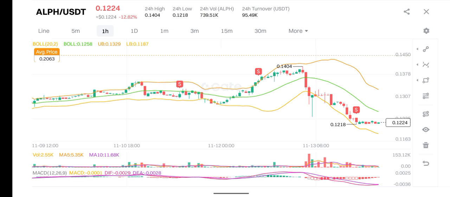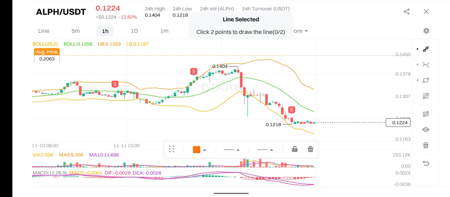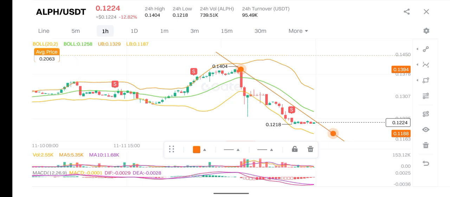Then the support was broken at this point, and we have this current decline. Currently we are here at 0.1224. The price is hovering around this range, considering a possible reversal. If we decide to draw a trend line, we can see with trend line analysis that we have a downward trend in the 1 hour time frame.